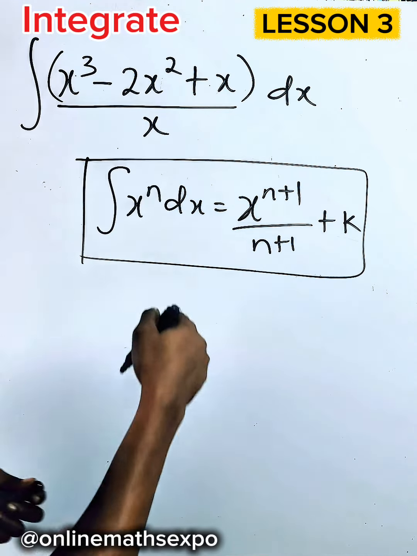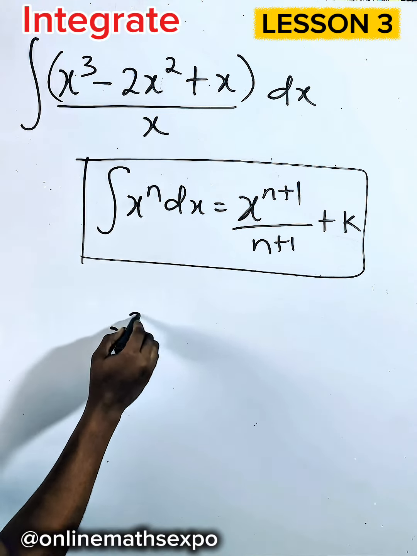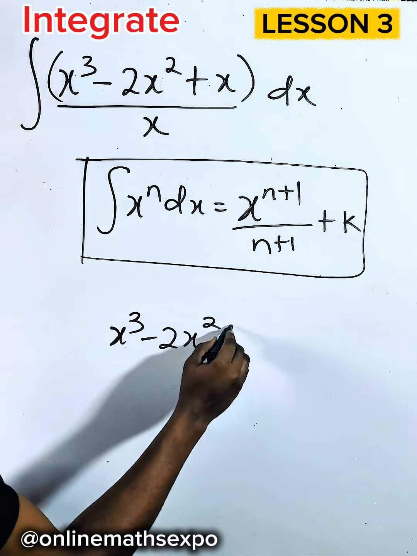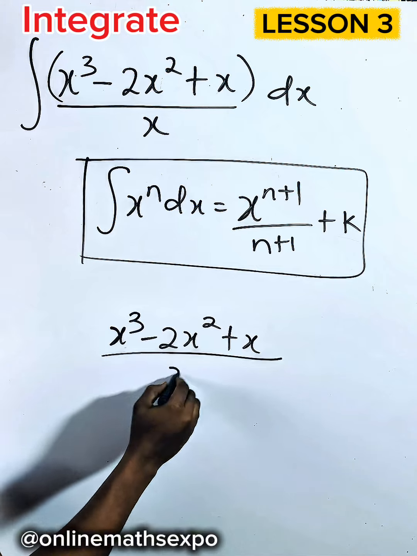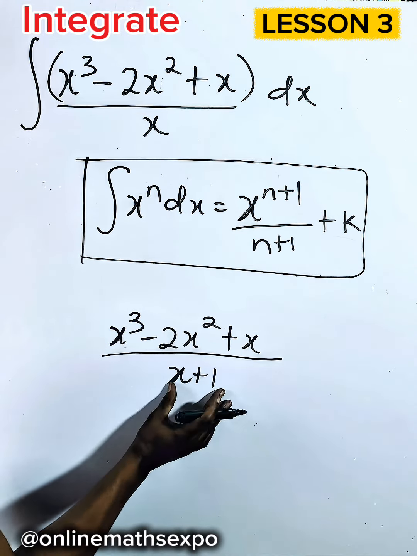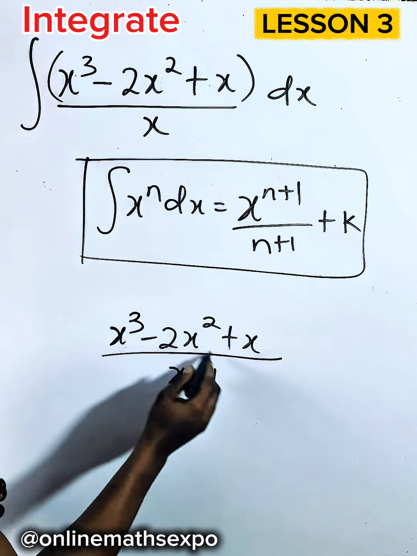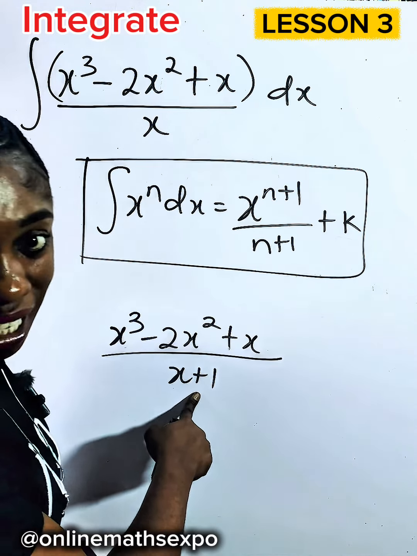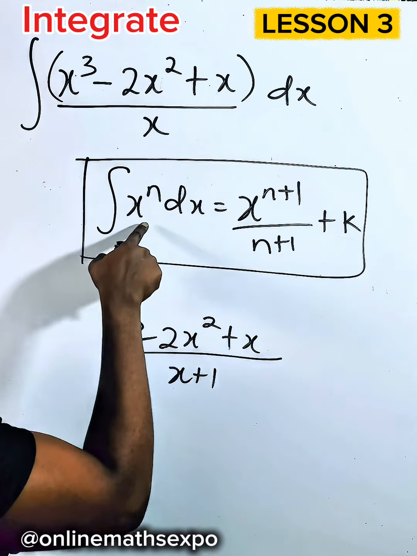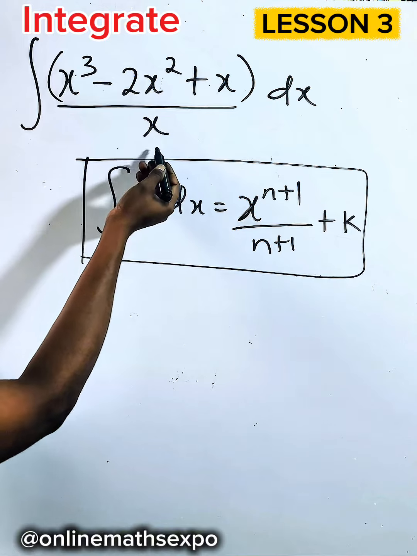Supposing what you have is an expression, this is a term. Supposing what we have is x cubed minus 2x squared plus x divided by x plus 1. For it to be in this form, we cannot use this to divide each of the numerators. So if the denominator becomes an expression, we cannot do this anymore. So let's do this together since it is just a term.